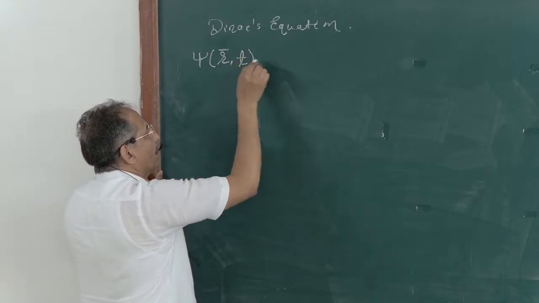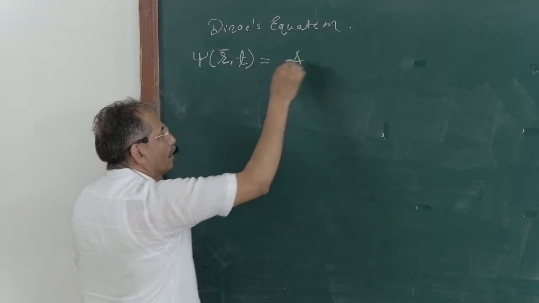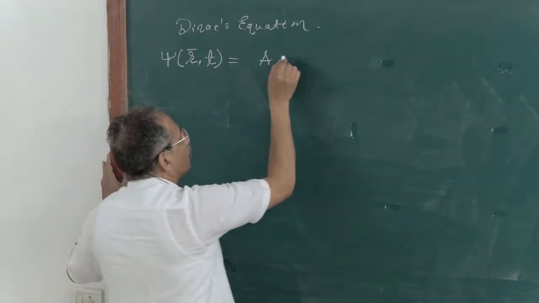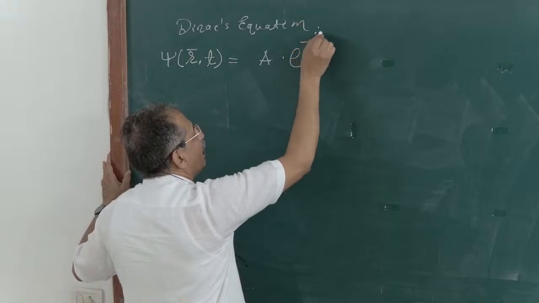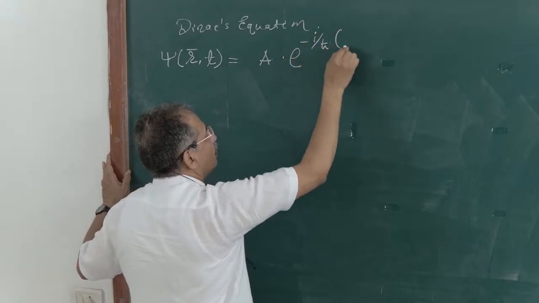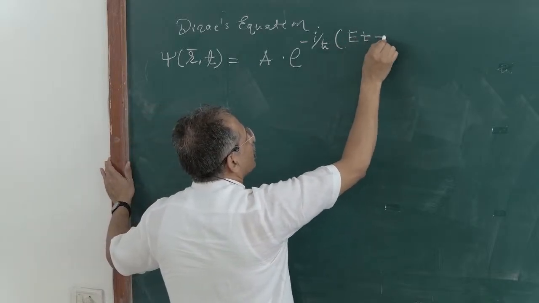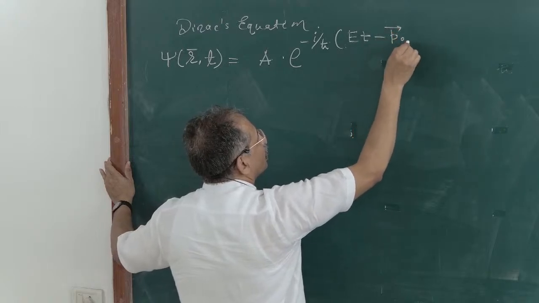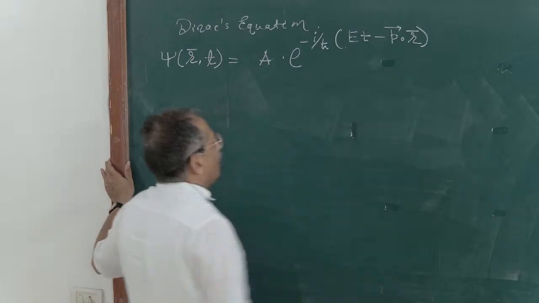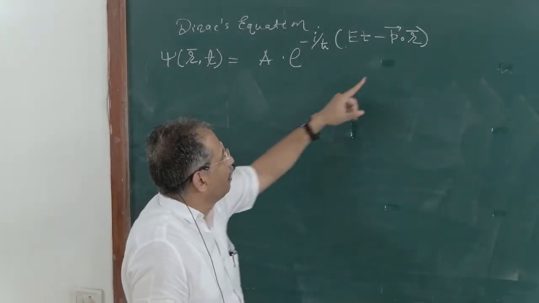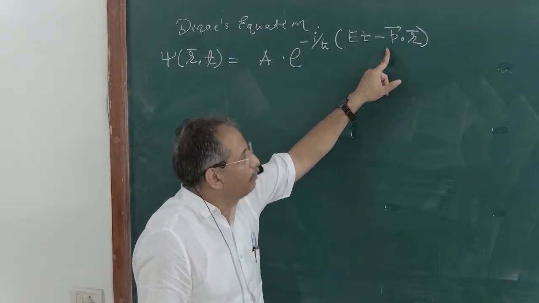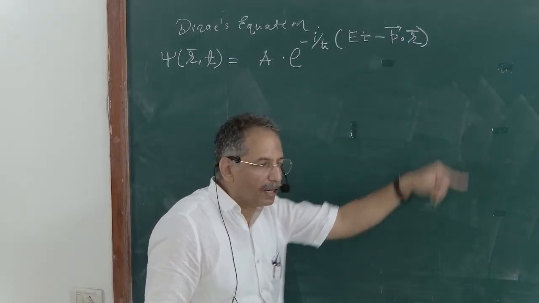and this can be expressed as some amplitude factor times e to the power minus i upon h cross, inside bracket we have Et minus p bar dot r bar. Here I would like to mention that E represents energy, T represents time, where you are evaluating the function. P represents momentum, space momentum, and r bar is position, where you are finding the wave function.